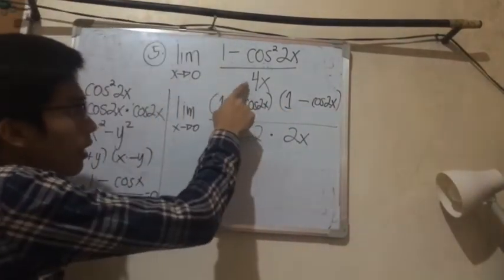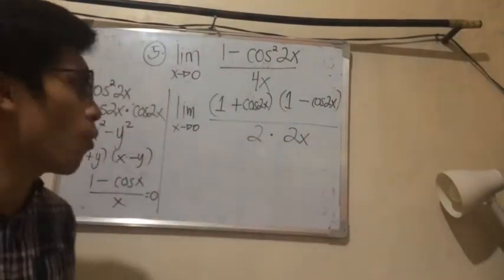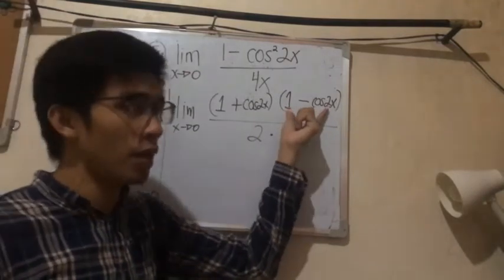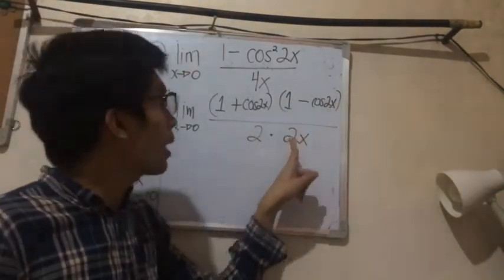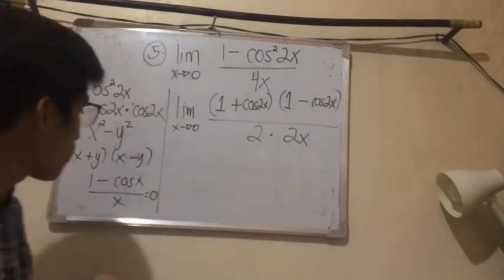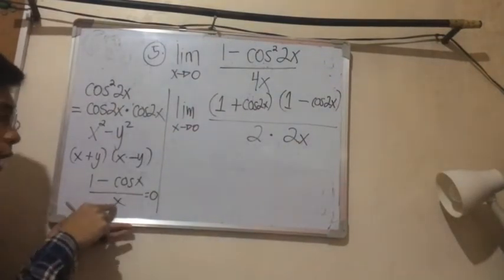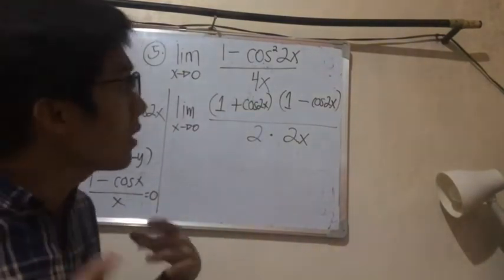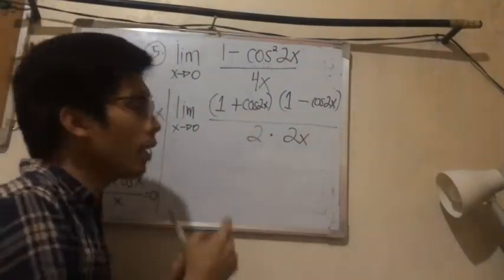Now, in my denominator, I separated 2 times 2x. Why did I do that one? As you can observe, one binomial here is 1 minus cosine 2x, and I need 2x, so I can use this theorem that the limit of 1 minus cosine x over x is equal to 0. Okay, so I am able to do that. Therefore, I can separate these terms.